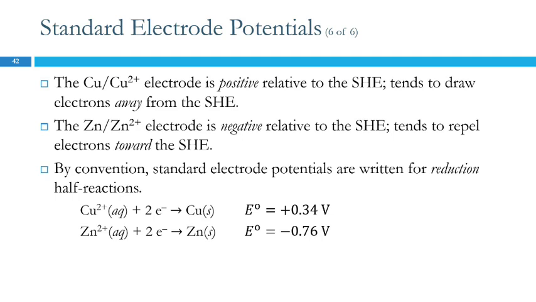So by convention, standard electrode potentials are always written for the reduction half reactions. These are the reduction half reactions. So that's where you have, this is the anode, and your standard hydrogen electrode is the cathode. So when we did that, we found out that the potential for this one was positive, and the potential for that one is negative.